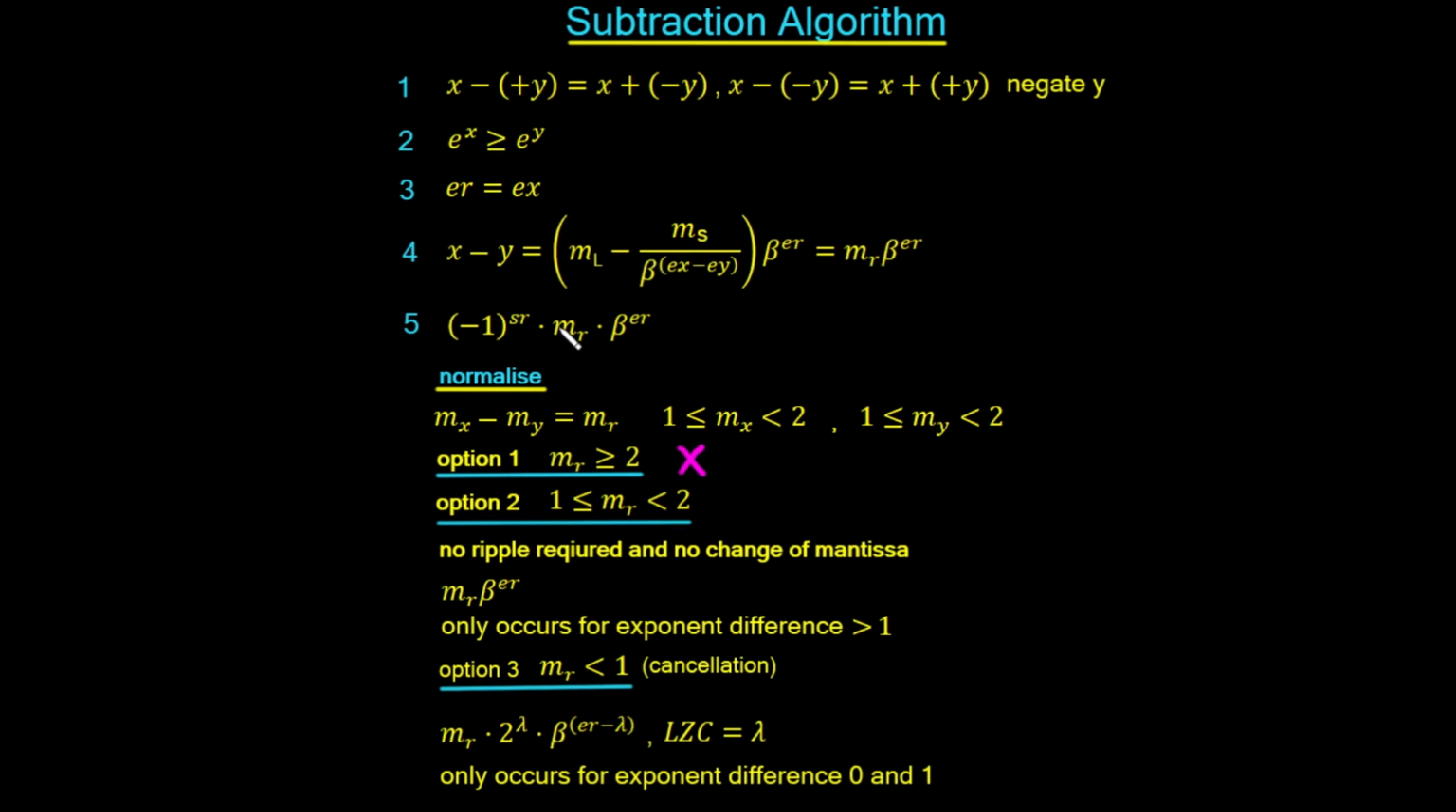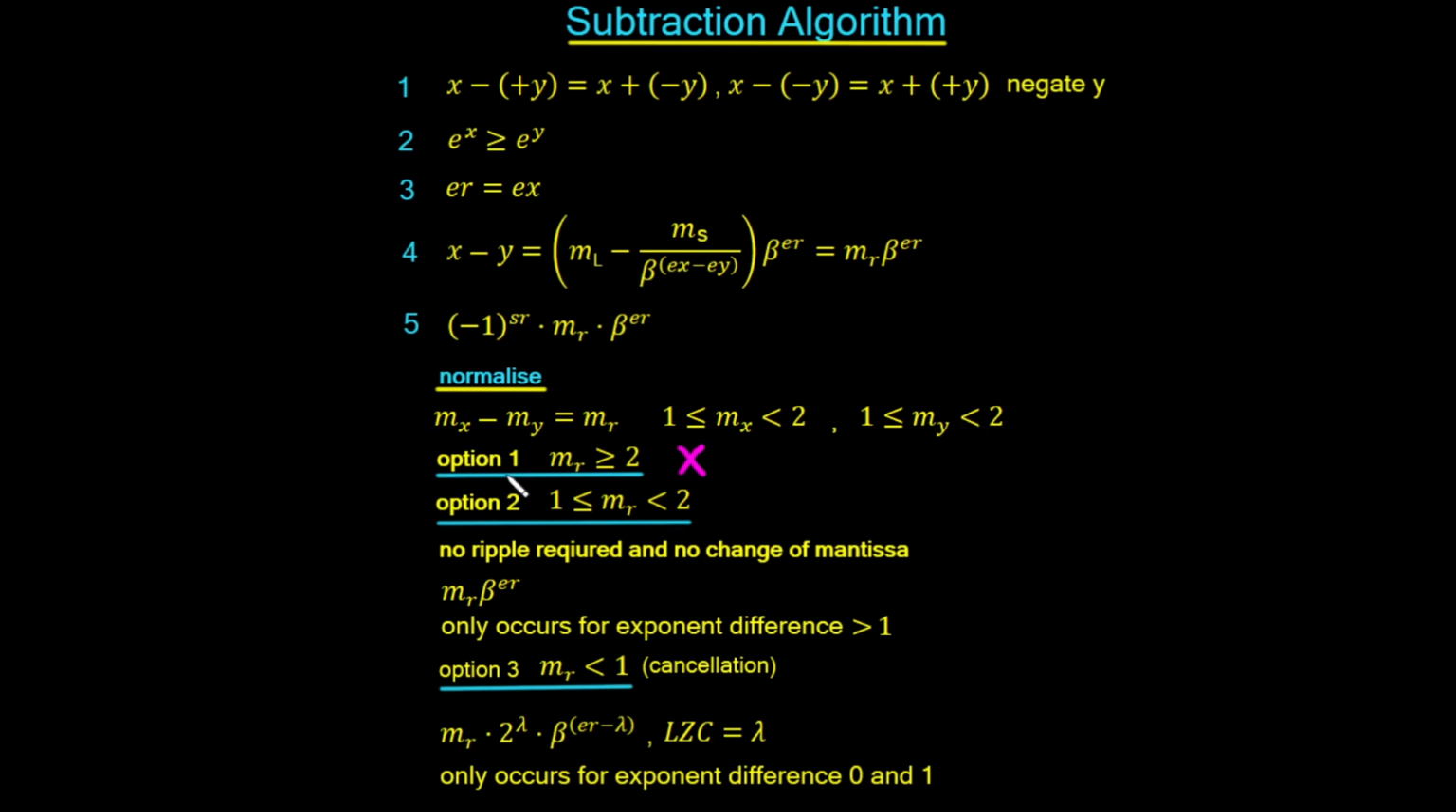And again, for the final result, we have this here, and we have the sign dependent on -1 to the S, the sign of the result. Now again, we're going to have to normalize the result, and we're going to have 3 options. So in this case, we'll have mx minus my as mr, which is just what's inside this bracket. And we know that mx, the number that comes in, is a normalised number, so it's greater than or equal to 1 and less than 2. The my, which is our original number that comes in, is normalised, so it's greater than or equal to 1 and less than 2.